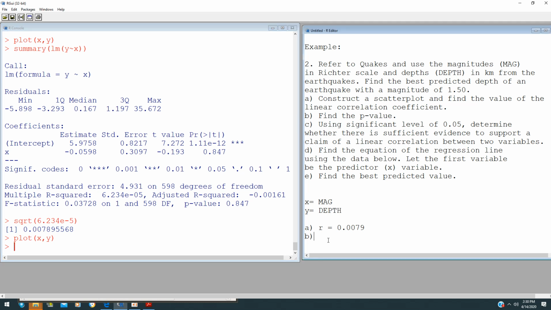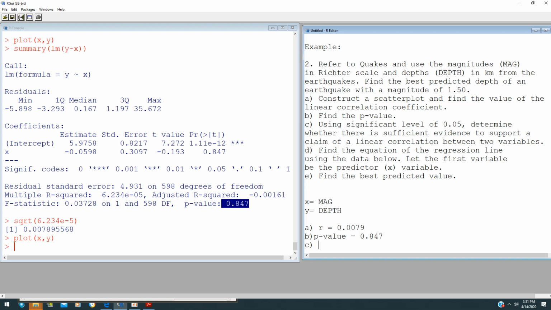B, find the p-value. So where is your p-value in this case? Your p-value is going to be on here, 0.847. This is your p-value, or it's right over here, too. So these two numbers are exactly the same. So which is your p-value in this case? Your p-value in this case is 0.847.